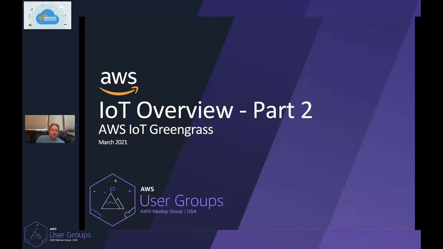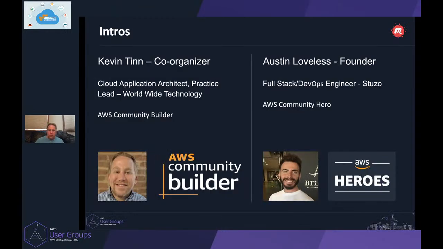The meetup. Today we're going to cover the second part of our AWS IoT overview, diving into AWS IoT Greengrass. And this is part of the meetup series of the AWS Meetup Group, a user group with AWS based out of the Denver area. And just a quick round of introductions.